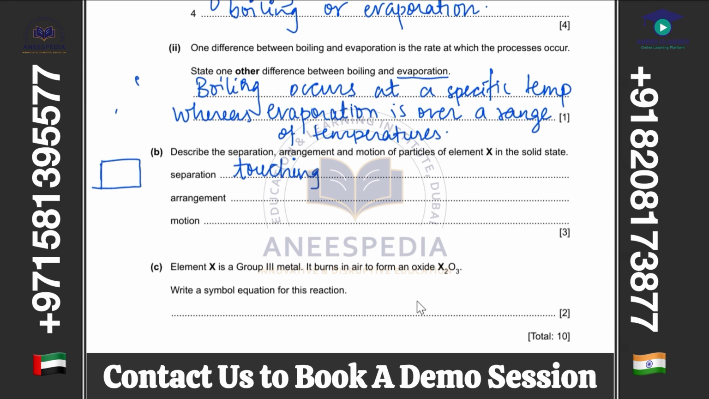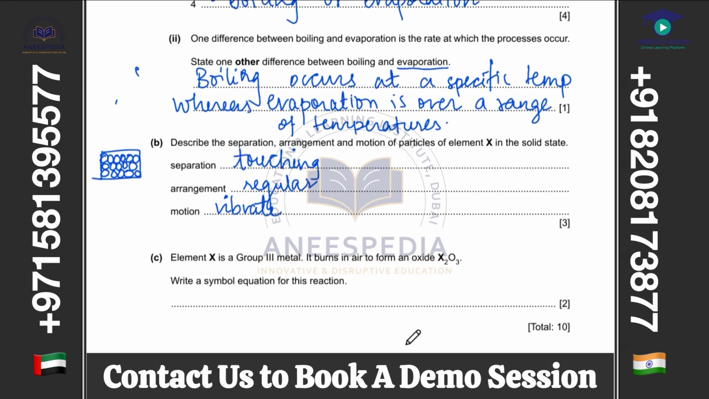Then what is the arrangement in solids? The arrangement will be an equal, regular, repetitive pattern. So the arrangement is regular. And do they perform any motion? The solid particles don't move, they do not locomote or leave their place, but they do vibrate. So their motion is vibration. Clear? All right.